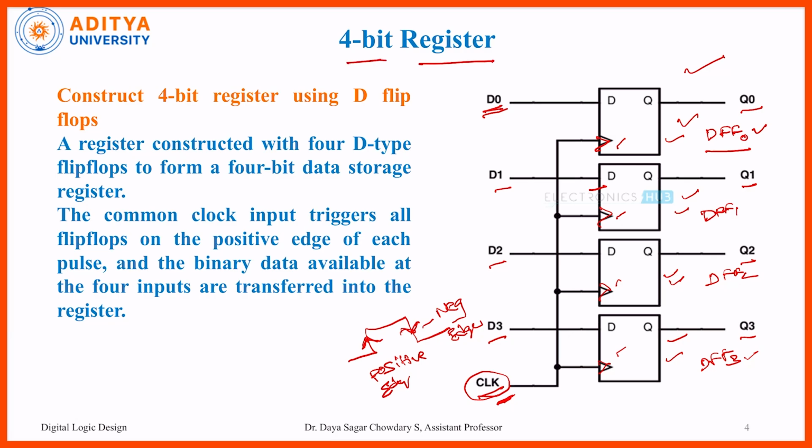So all the flip-flops are connected by a single clock signal. Here is the construction of a 4-bit register using D flip-flops. D-type flip-flops are used, and these are all clock-triggered. All flip-flops are positive edge triggered. So this is again explained here.